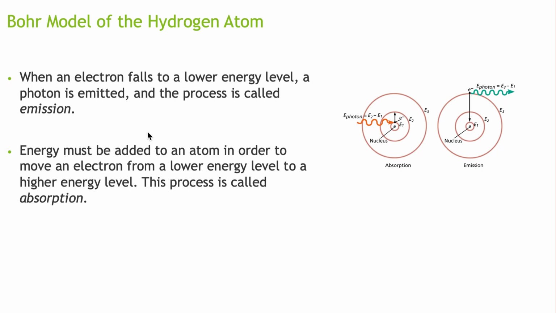And our last thing today, talking about the Bohr model of the atom: when an electron falls to a lower energy level, a photon is emitted. And when you emit something, you take it out, you exit. This process is called emission. Energy must be added to an atom in order to move an electron from a lower energy level to a higher energy level. When you take something in, or gain something, this process is called absorption. And this concludes our video on the particle description of light.